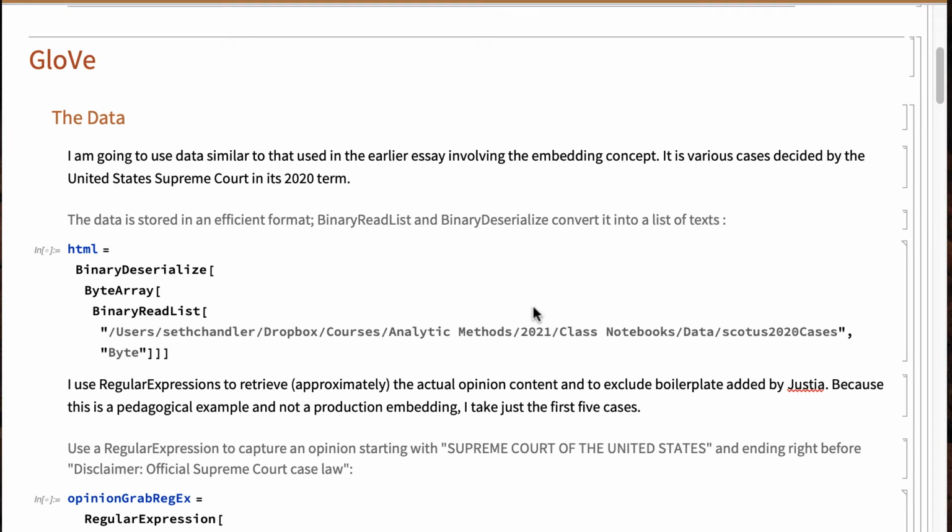And I'm going to use the same data that I did in the prior video. We're going to bring in a bunch of Supreme Court cases from the 2020 term. I'm using a little different file because, to be honest, I noticed a little problem with the file I used in the prior video. Nothing fatal, I'm not going to redo it, but this is an improved version.